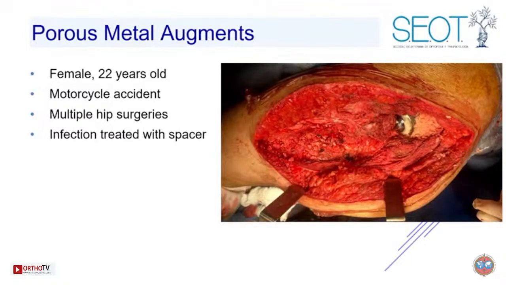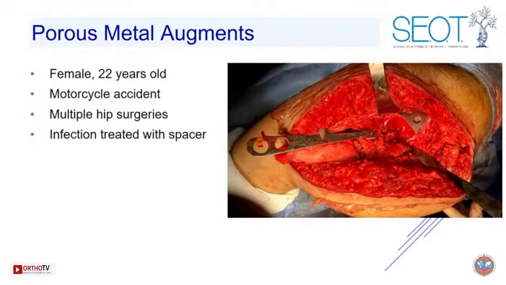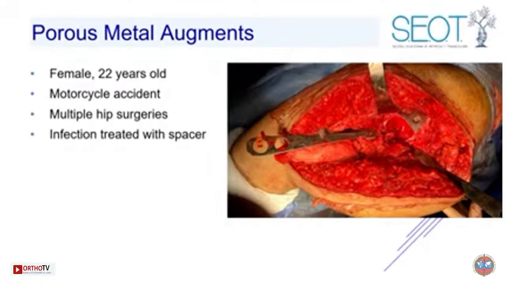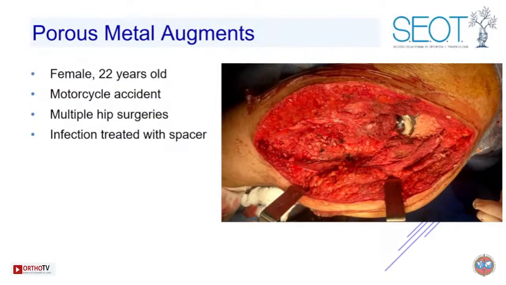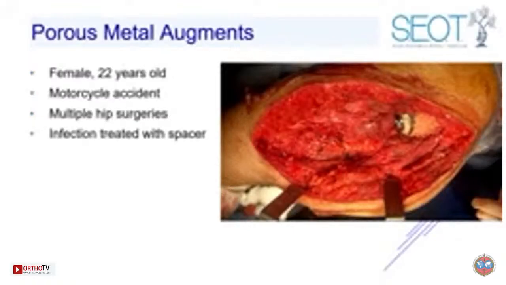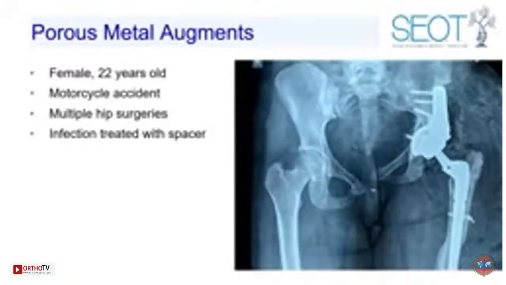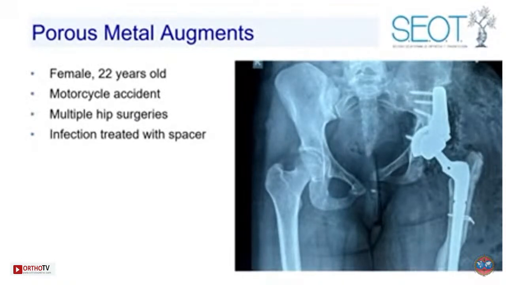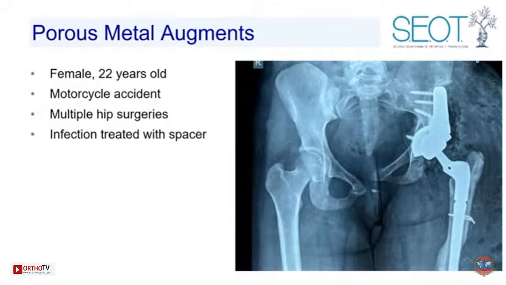Here you can see that the patient, after the debridement, an acetabular augment was screwed to the superior part of the acetabulum, and then a porous cap was located in place. This is the final result with a huge buttress augment holding the cap in position and cemented to the cap.